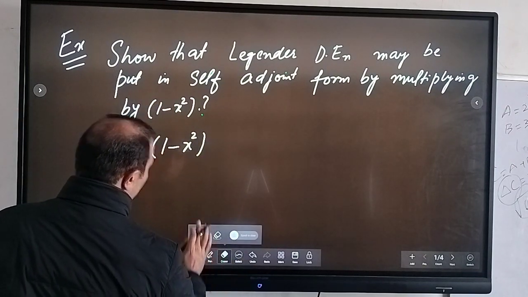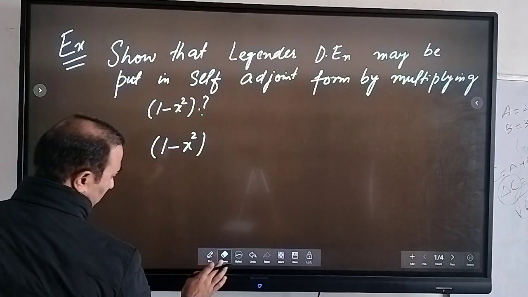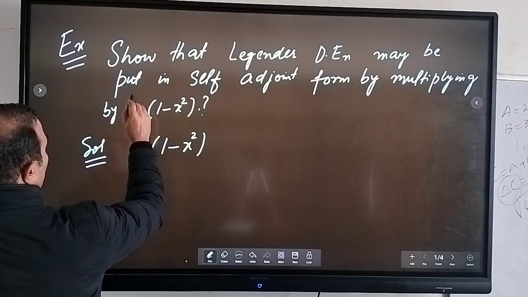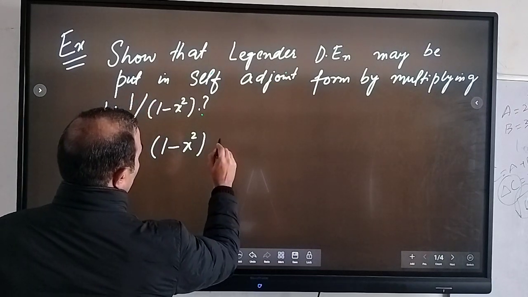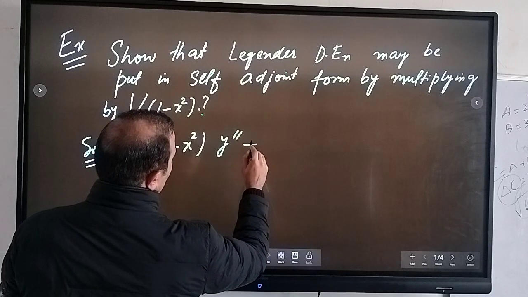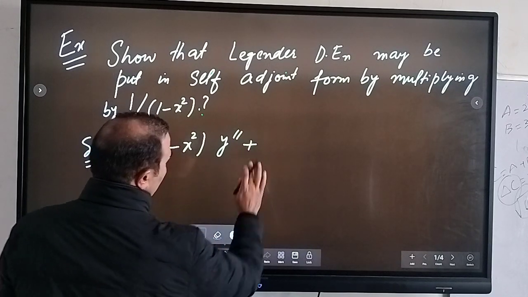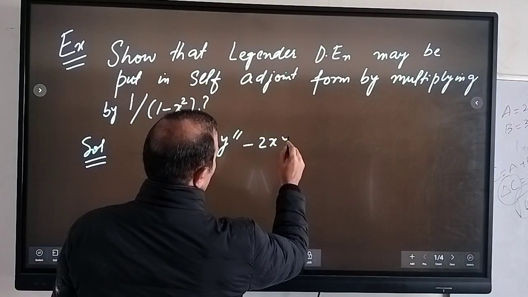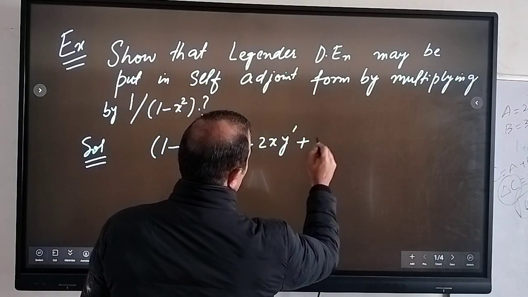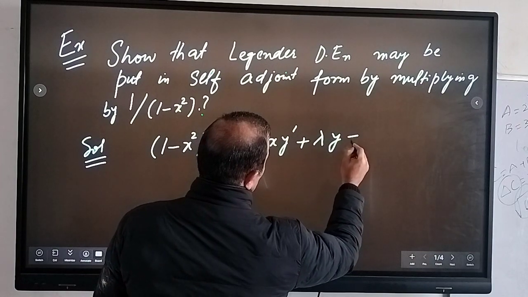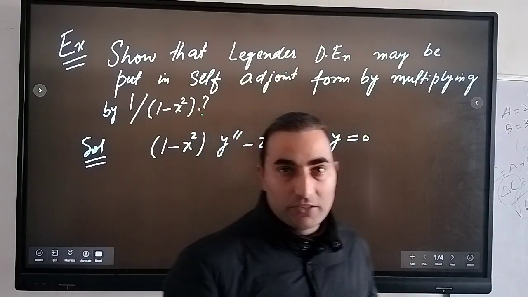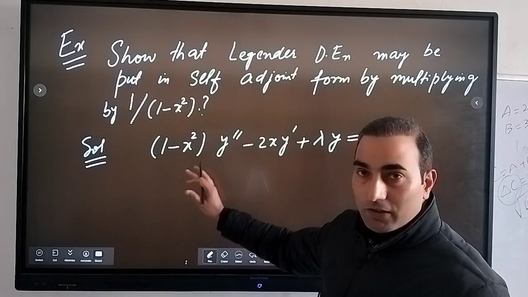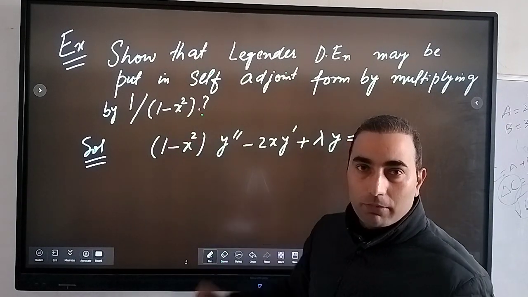or you can write it this way, y double dash plus, this is minus here. So this is our Legendre differential equation. The question says that we need to multiply this differential equation by the factor 1 divided by 1 minus x squared.